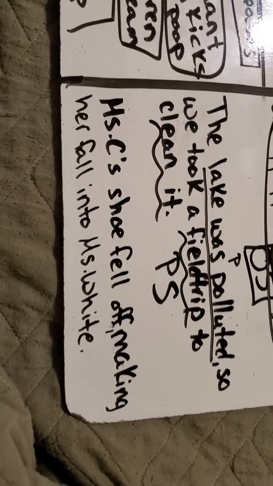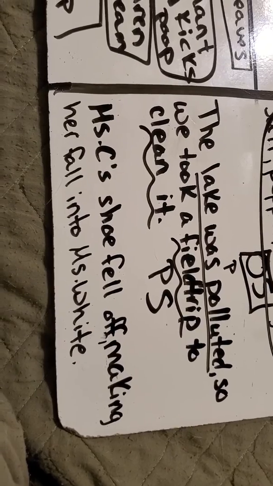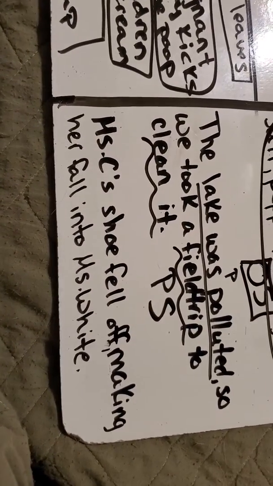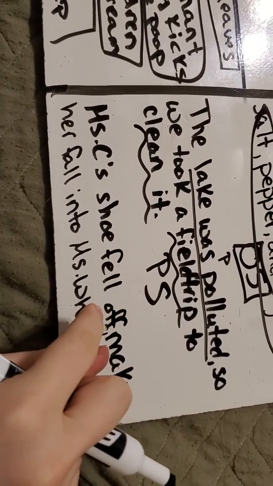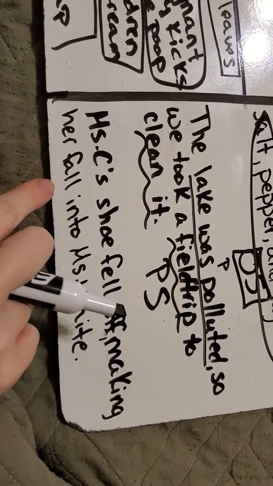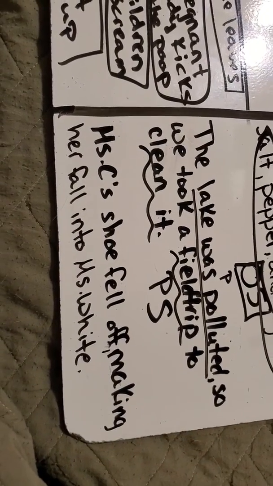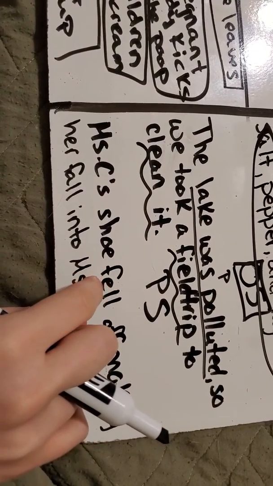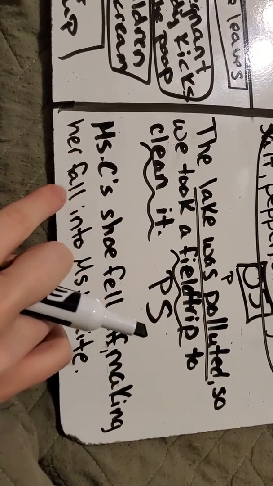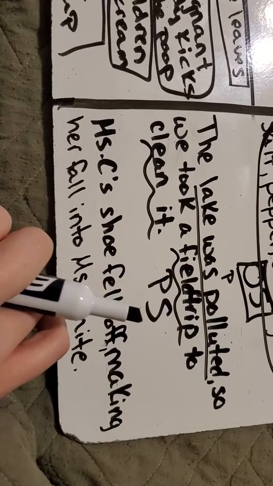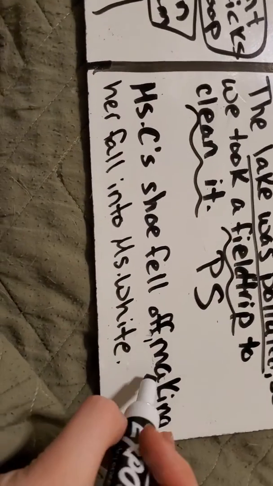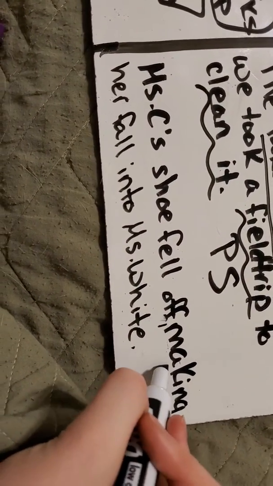Are we talking about a problem and a solution? The problem, my shoe fell off. The solution, I fall into Miss White? That doesn't make a lot of sense, right? I have a clear problem. My shoe's gone. Would the solution be that I fall? Or would the cause be that my shoe's gone and the effect is I fall into Miss White? So this would be cause and effect.